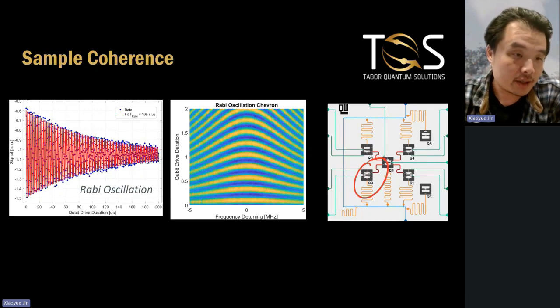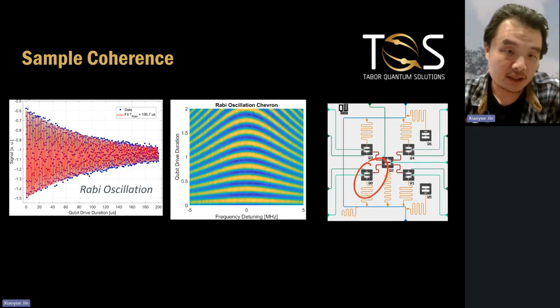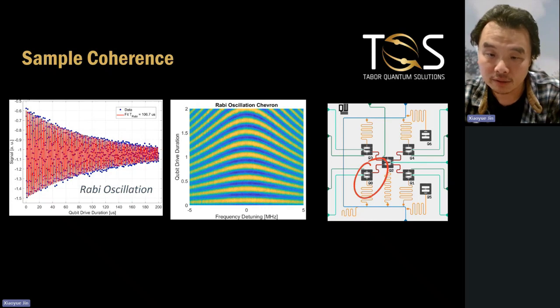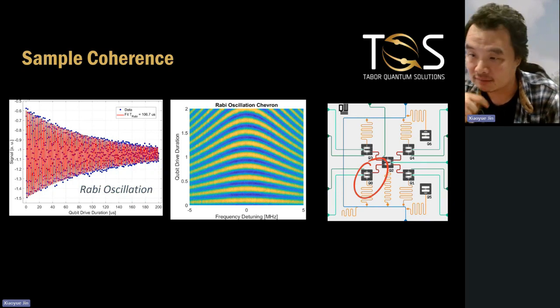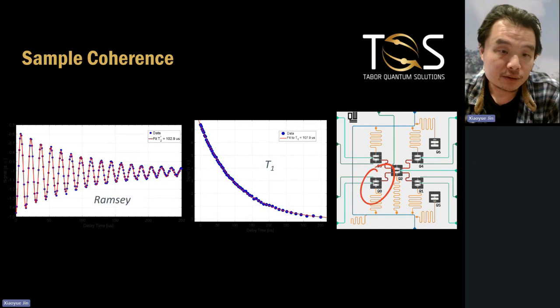On the left, you can see T-Rabi is actually pretty long. It is above 100 microseconds, which is a very good sign. And also, of course, you can see in the middle, if you tune the drive frequency, you will see the classical Rabi chevron. The next thing is to do the T1 and T2.